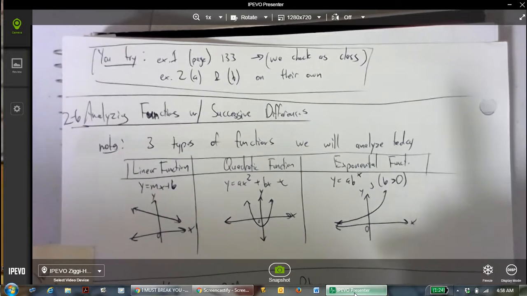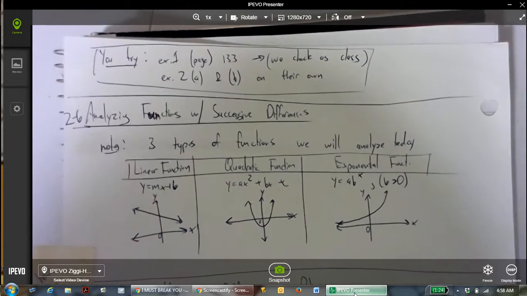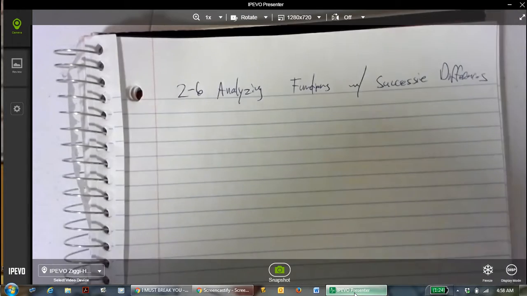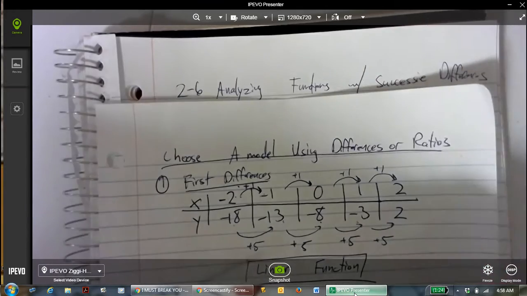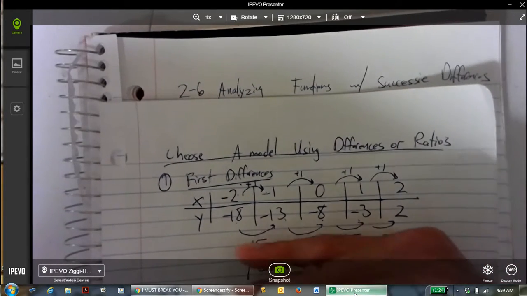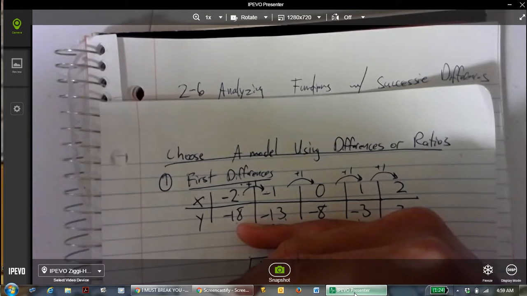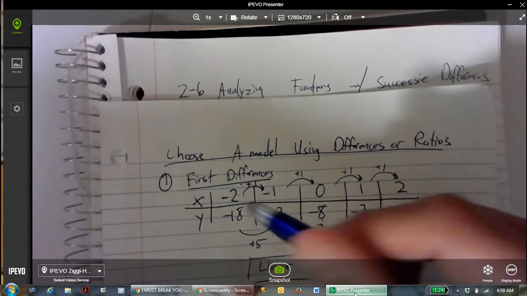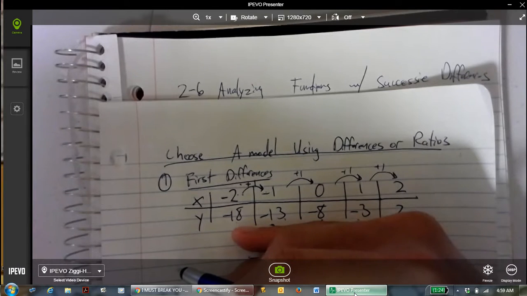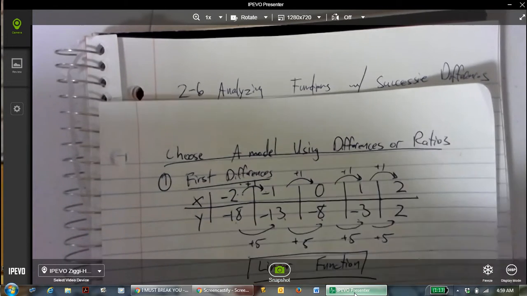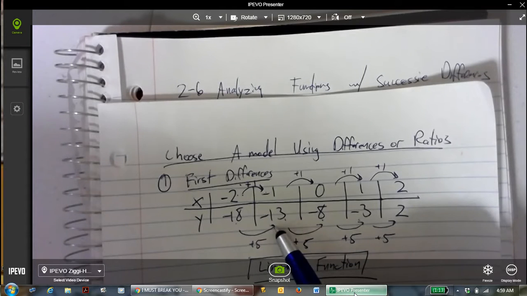Now we want to identify these three functions just by looking at data tables. I believe this is where we left off last time in class. I gave you a data table with just these two numbers, a bunch of x values and a bunch of y values, and I asked you to determine if this was a linear function, a quadratic function, or an exponential function. All you had to do was realize that we're going up or down a certain value as we go to the right on the data table.